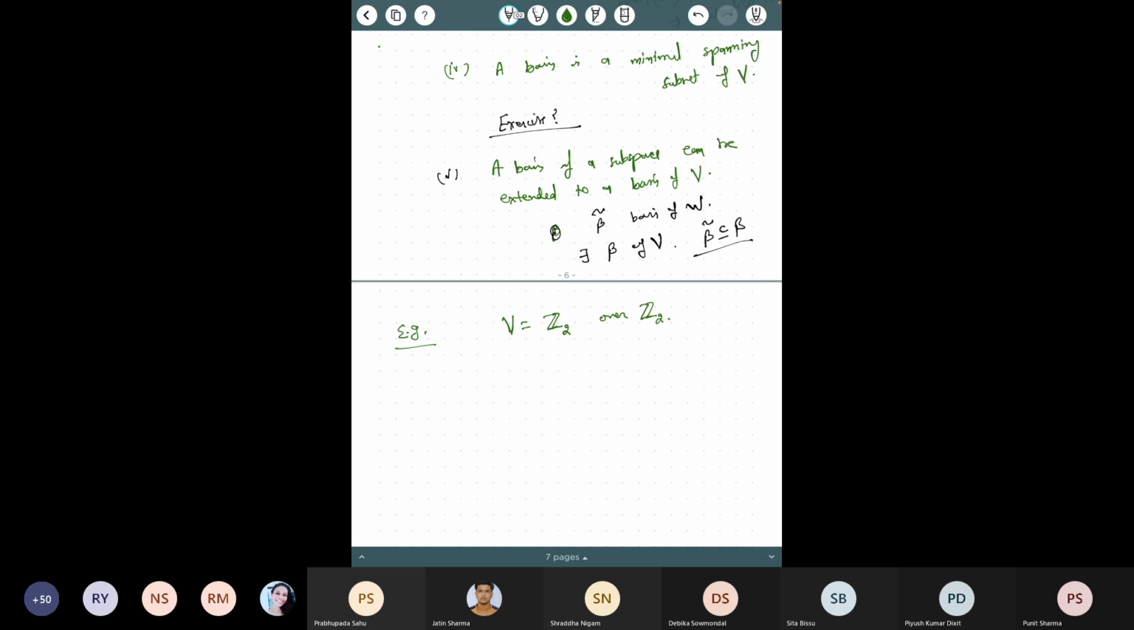Singleton one. Sorry, singleton one. So the basis is singleton one. Can you tell me any other basis? No, sir. So you see that it has only one basis.